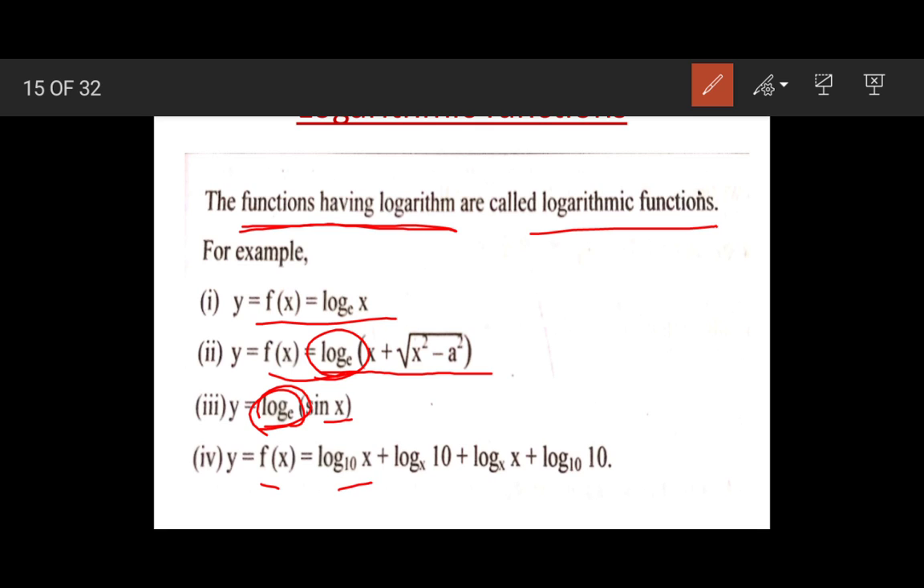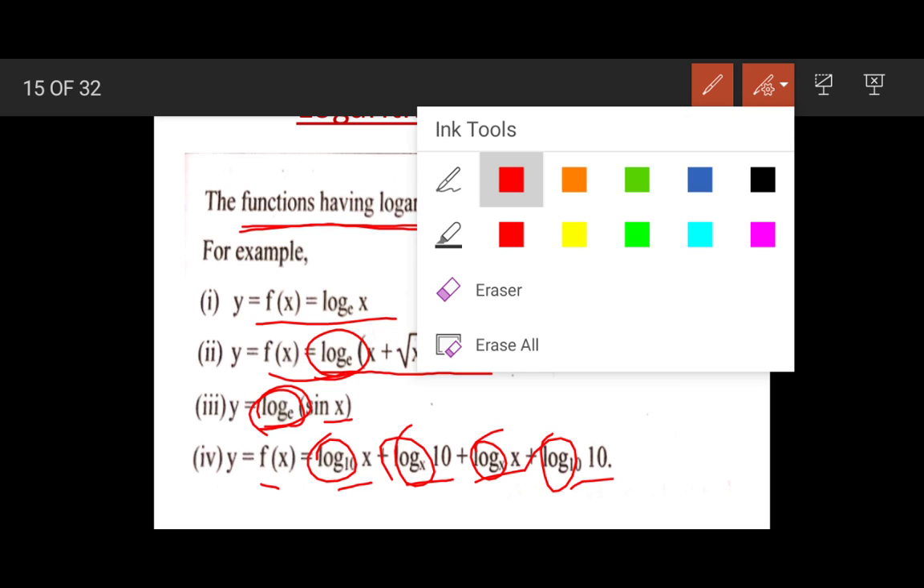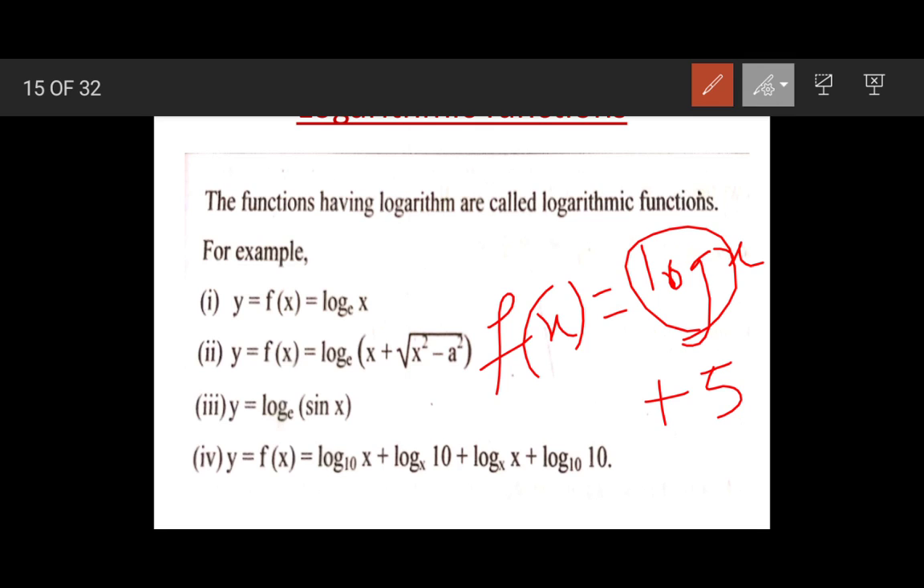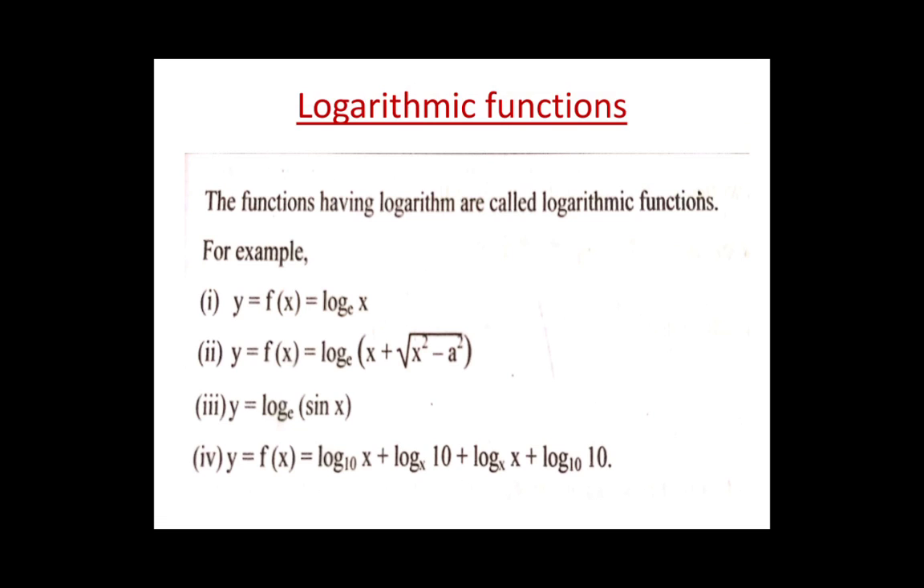f of x is log x to the base 10 plus log 10 to the base x plus log x to the base x plus log 10 to the base 10. Here log is given, right? So the function is a logarithmic function. Now suppose f of x is given as log x plus 5. Okay, now is the function logarithmic or algebraic? So log is given, therefore the function is a logarithmic function. We can define this function as a logarithmic function.